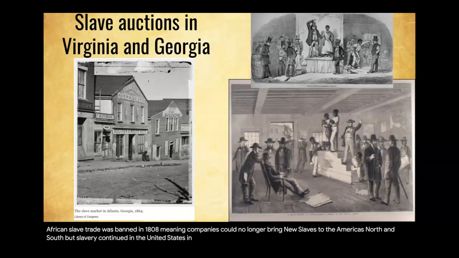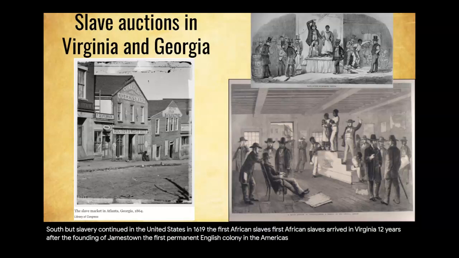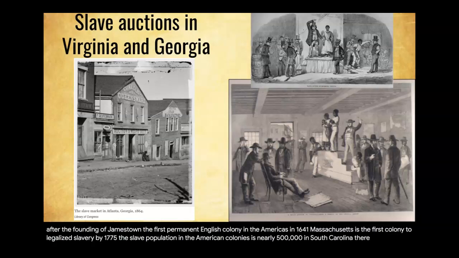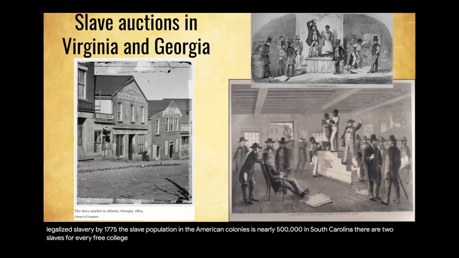In 1619, the first African slaves arrive in Virginia, 12 years after the founding of Jamestown, the first permanent English colony in the Americas. In 1641, Massachusetts is the first colony to legalize slavery. By 1775, the slave population in the American colonies is nearly 500,000. In South Carolina, there are 2 slaves for every free colonist.